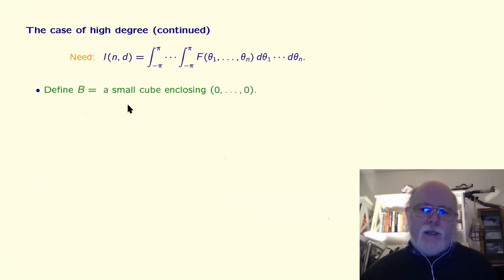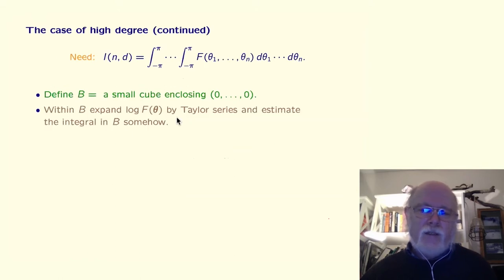So now what we're planning to use is the fact that the value of the integral is concentrated at these 2 points. So we'll take a small cube that encloses, say, the point at 0.